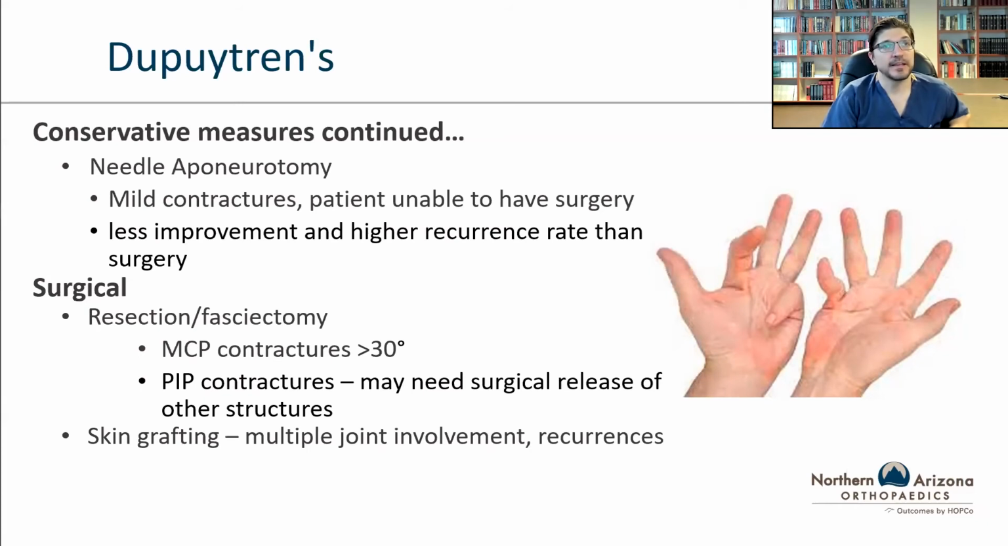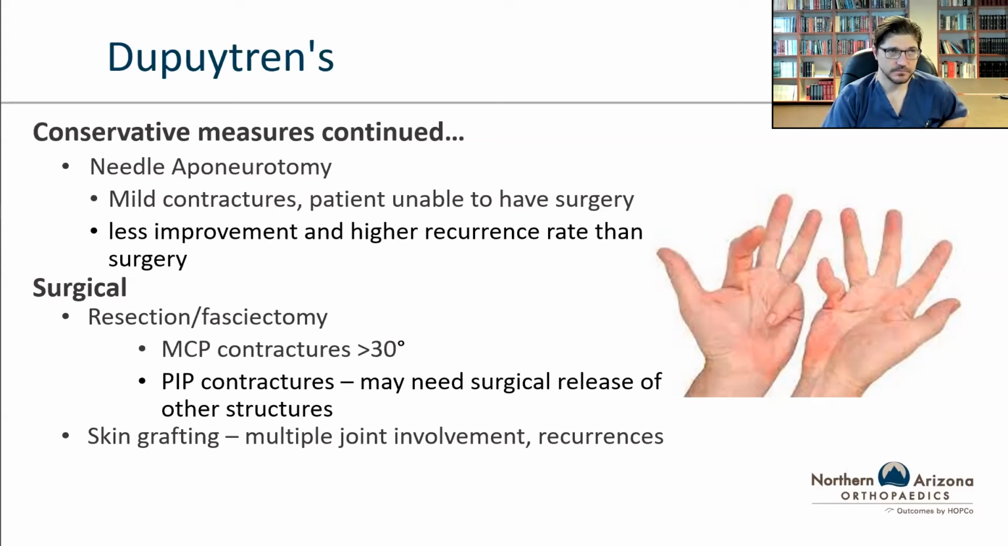There's another form of treatment that can be tried by some surgeons. I do not perform this procedure. It's called needle aponeurotomy. This is indicated for mild contractures or if patients are not able to have surgery. The problem with this procedure is that it has a high recurrence rate and less improvement than with surgery. However, there may be specifics regarding each patient that may indicate this procedure over surgery. So it is an option.